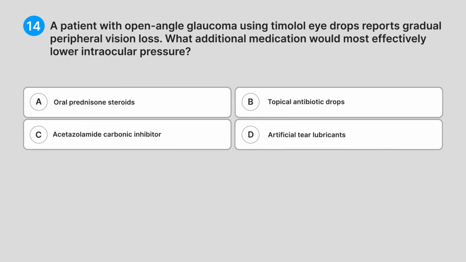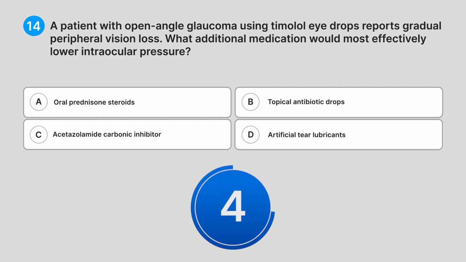14. A patient with open-angle glaucoma using timolol eye drops reports gradual peripheral vision loss. What additional medication would most effectively lower intraocular pressure? A. Oral prednisone steroids. B. Topical antibiotic drops. C. Acetazolamide carbonic anhydrase inhibitor. D. Artificial tear lubricants. Do you know the answer?